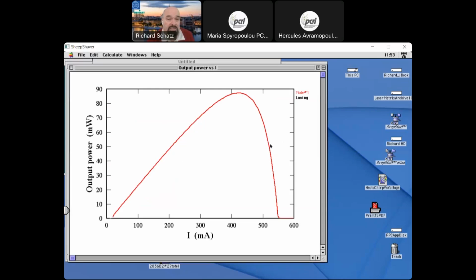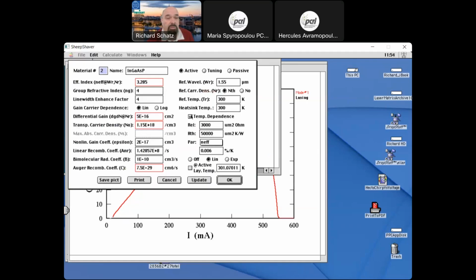You have a thermal roll-off here. And of course, in this region, the laser can even burn and die directly. But this shows just how to use the thermal model. It's just to turn it on, and then you include thermal dependence in your simulations.